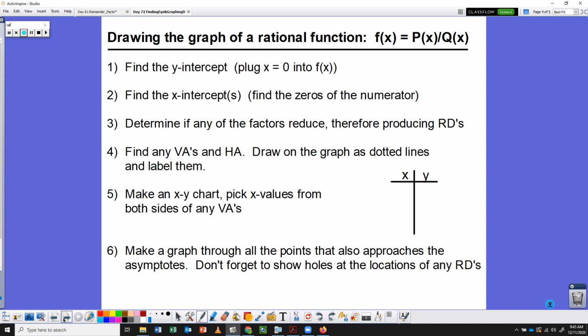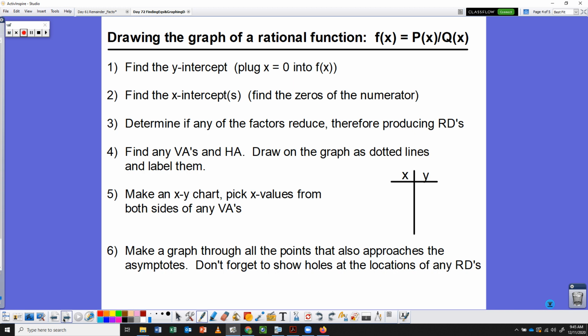To find the x-intercepts, you're going to want to find the zeros of the numerator. So whatever numbers make the top part of your fraction go to 0. Because remember, 0 divided by anything is 0. So really, we want to just focus on the numerator for coming up with the zeros. Step number 3 is to determine if there are any factors that reduce, therefore producing removable discontinuities. So we want to factor the top and factor the bottom and see if any of the factors cancel out. If there are factors that cancel out, those are going to tell you about your removable discontinuities like we've practiced. And remember, those would be the holes in the graph.